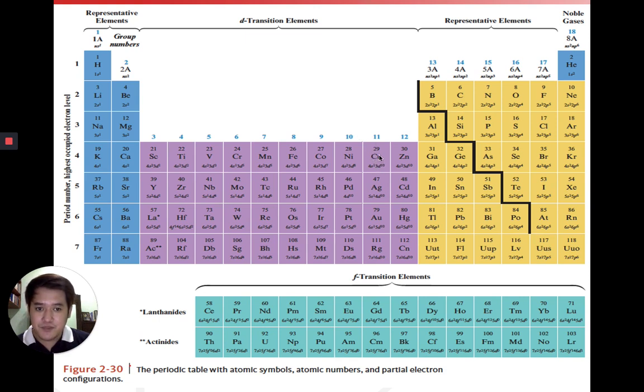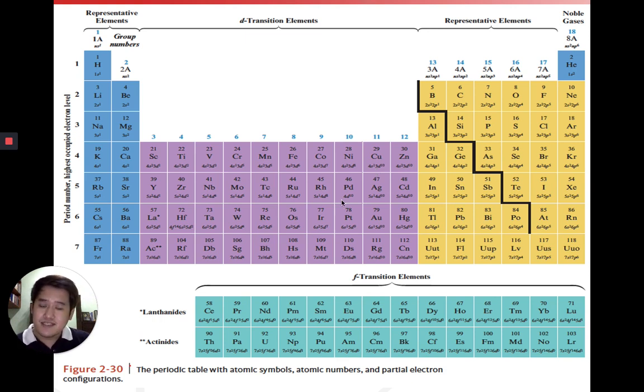Same thing with the ninth column of the periodic table, starting with copper, followed by silver, gold. So instead of having 4s2 3d9, we have 4s1 3d10. So what could have happened?